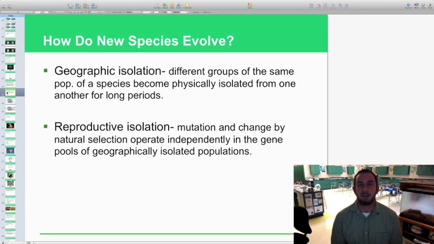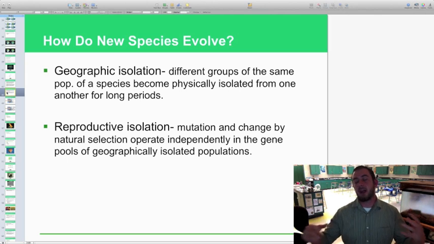There's a couple of different ways, and the book talks about specifically two. One of them is geographic isolation. That's where different groups of the same population of a species become physically isolated from one another for a long period of time. For example, let's say a squirrel species is divided by a big flood in a river that clogs a valley, and those two squirrel populations are separated. Over time, they become so different genetically that they would no longer be able to reproduce. That's one way of having new species form, called geographic isolation.